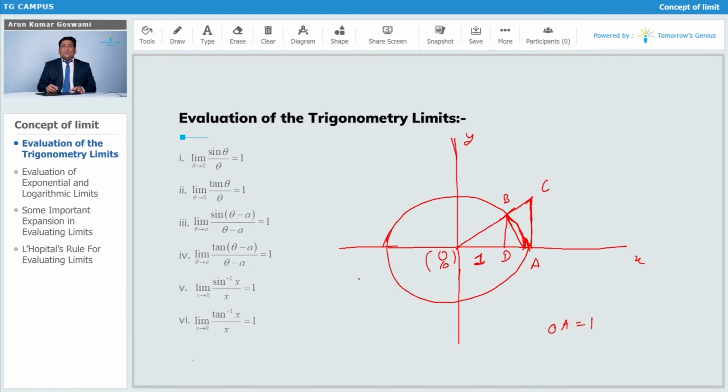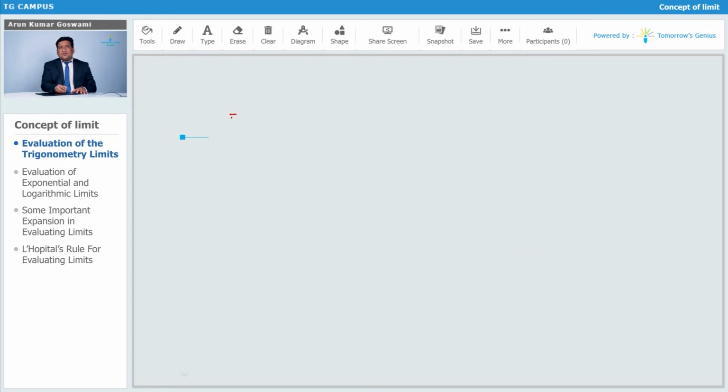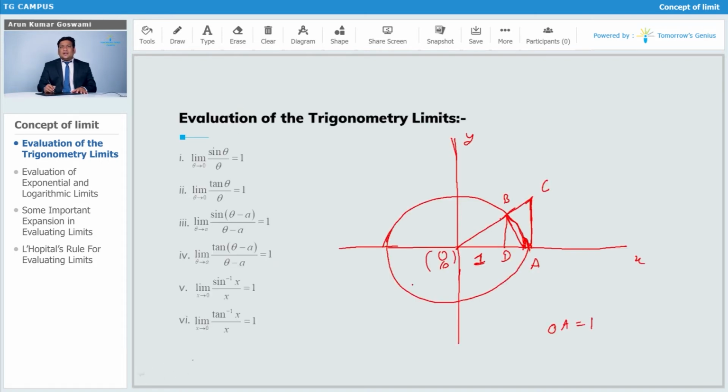Now we are going to deal with this. From the diagram, first of all, I'll take this angle as x, or you can take theta, that's not a problem. Since I mentioned theta here, I'll go with theta only, it will be much easier for you to understand. So this is my theta. This angle is theta.